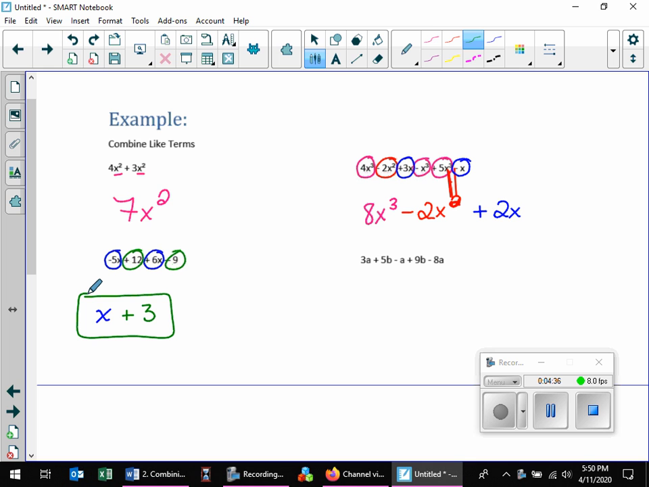So this last example, I'm going to look at my a's. So 3a minus 8a. 3 minus 1 is 2. Positive 2 minus 8 gives me a -6a. Be careful with your integers, because I know sometimes we want to go quickly, and that's not going to help us. Now I'm looking at my b's. So b and b. I have 5b plus 9b, so that's going to be plus 14b.